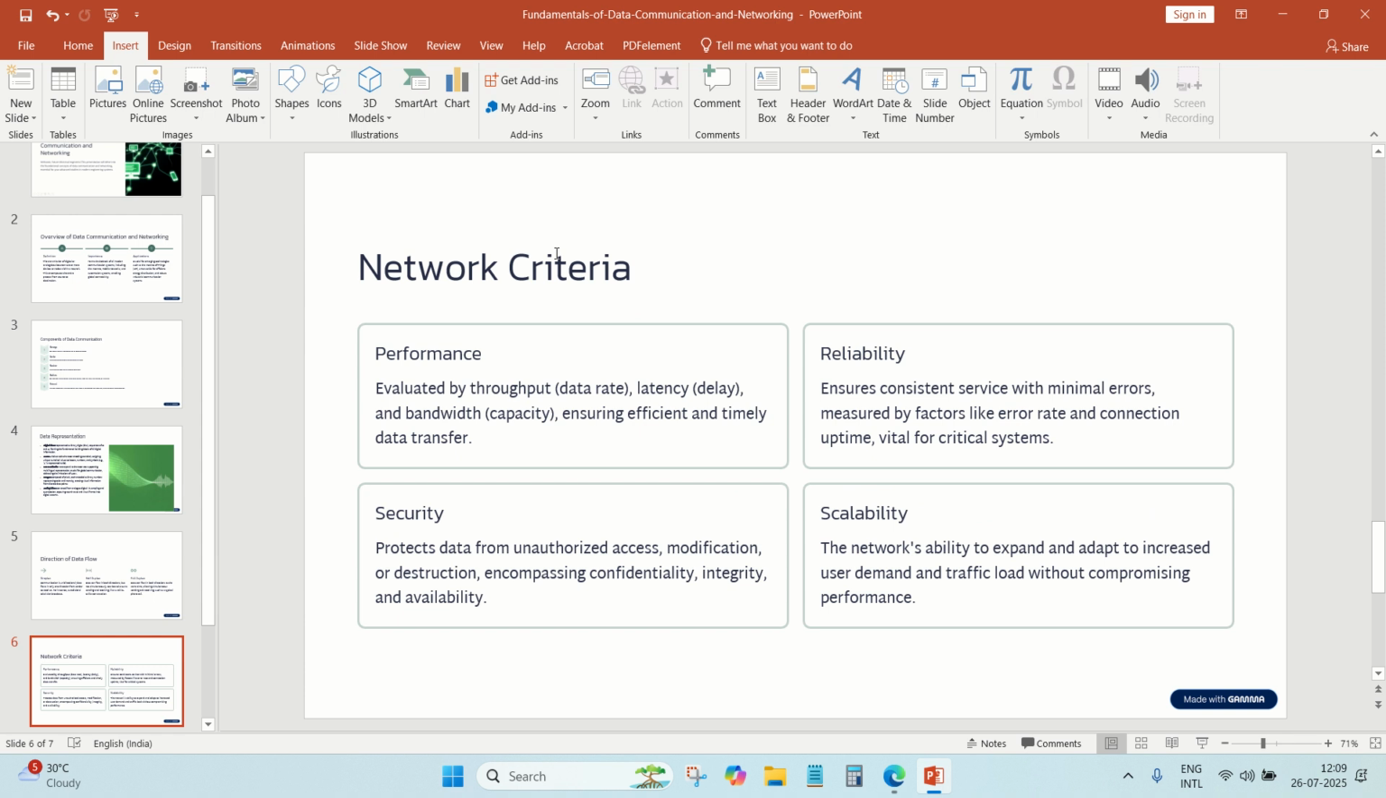Network criteria. What is a network? A network is a set of devices, often referred to as nodes. They are connected by communication links. A node can be a computer, a printer or any other device capable of sending or receiving data generated by other nodes on the network.